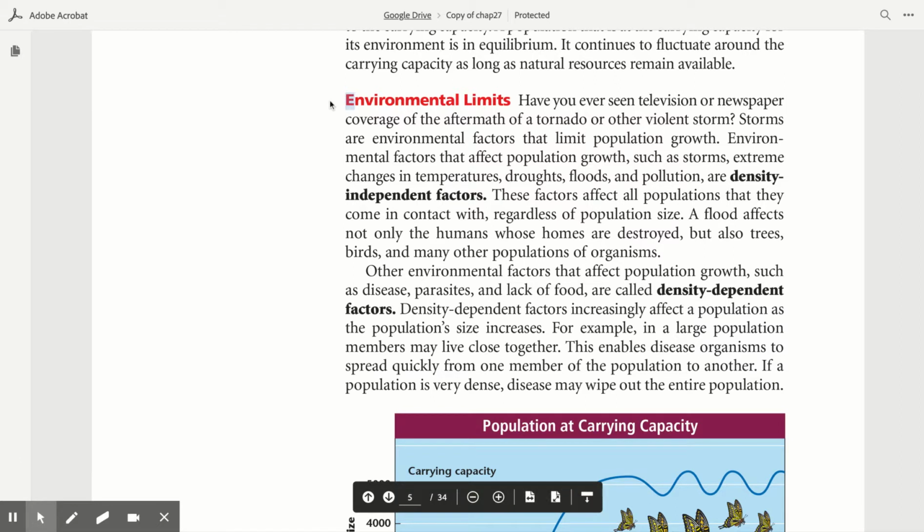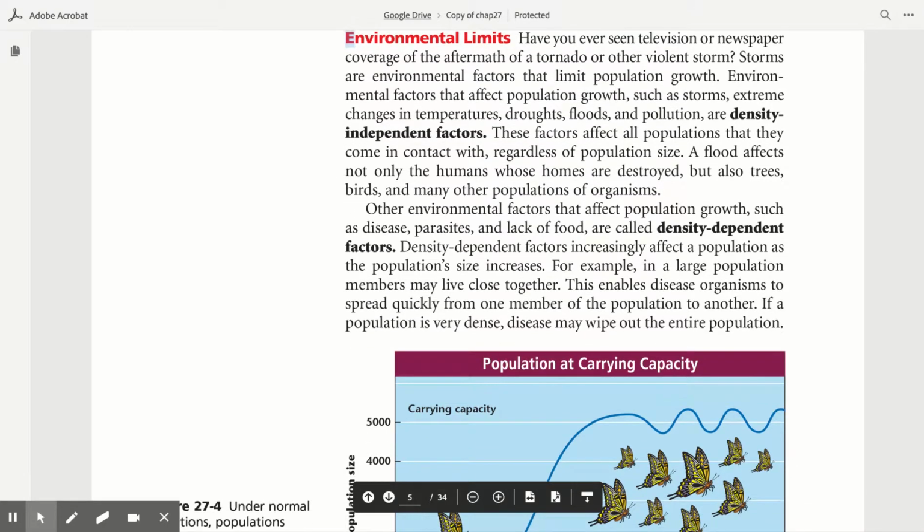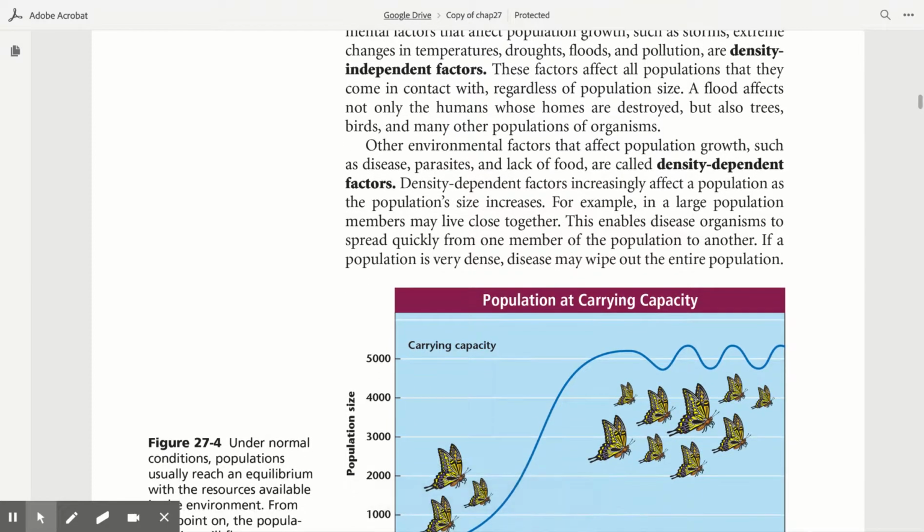Environmental limits. Have you ever seen television or newspaper coverage of the aftermath of a tornado or other violent storm? Storms are environmental factors that limit population growth. Environmental factors that affect population growth, such as storms, extreme changes in temperature, droughts, floods, and pollution, are density-independent factors. These factors affect all populations that they come in contact with, regardless of the population size. A flood affects not only the humans whose homes are destroyed, but also trees, birds, and other populations of organisms.